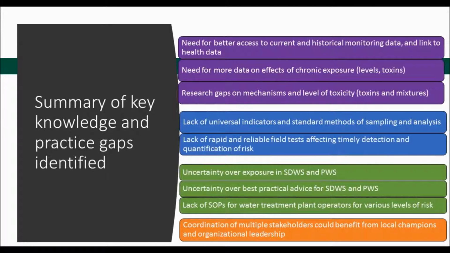The lack of universal indicators and standard methods of sampling and analysis prevents us from doing comparison between health regions in the same province or across the country. And the lack of rapid and reliable field tests means we are reliant on laboratory confirmation, and that reduces our ability to provide timely actions. There's uncertainty over exposure in small and private water systems and what the best practical advice for those water users is. And in drinking water treatment plants, there's still work to be done on standard operating procedures for various levels of cyanotoxin risk.